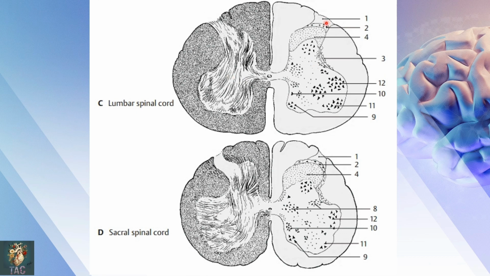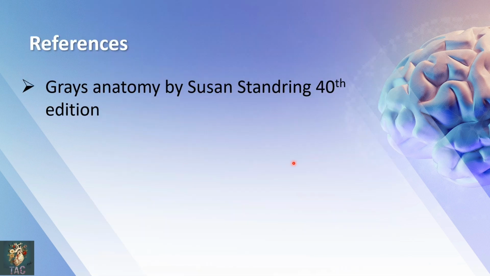It's the Rexed lamination, the different nuclear groups, and the internal and external features. So here I complete today's class, and we will meet in the next class with the different tracts running in the spinal cord, either ascending tracts or descending tracts.